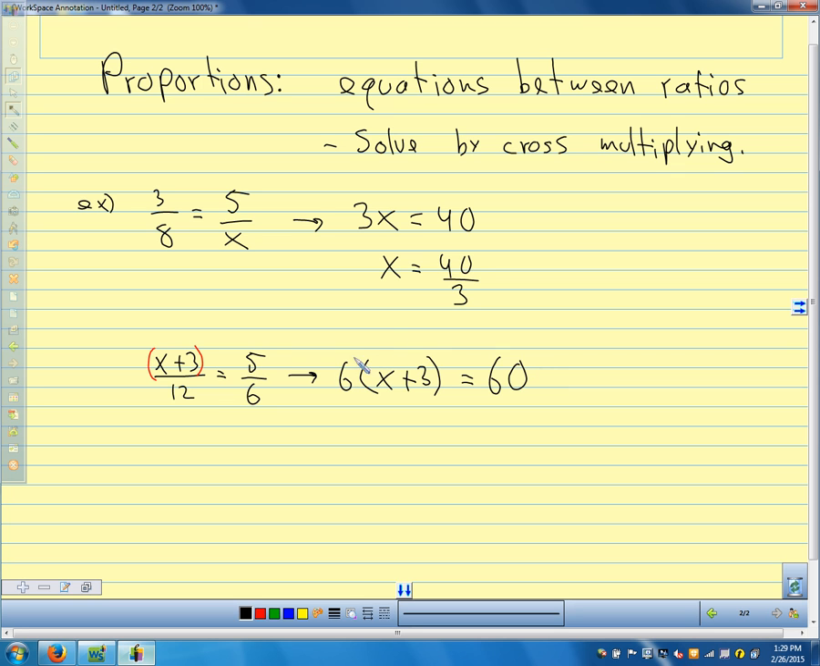And then I could distribute here and solve it this way, but this one we can take a nice shortcut. If I just divide everything by 6, I get x plus 3 equals 10, so x equals 7. I'll get the same answer if I distribute here and solve it that way, but this gives us a nice little shortcut.